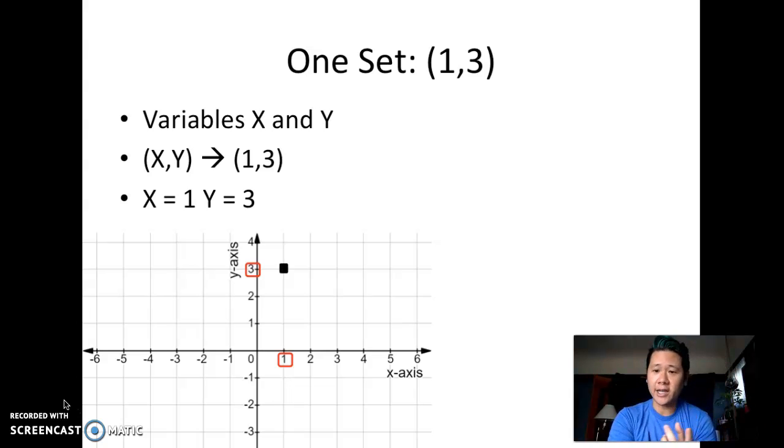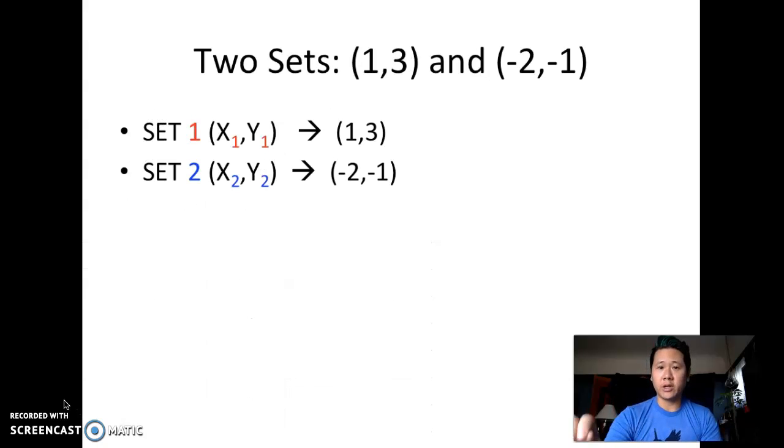So in order to find the change in this dot, we need a second set. So let's bring in our second set of -2, -1. We're keeping our first set just so it's easy to understand. And you'll notice that there are some colors now on the screen. On the first set, it says set 1 in red.